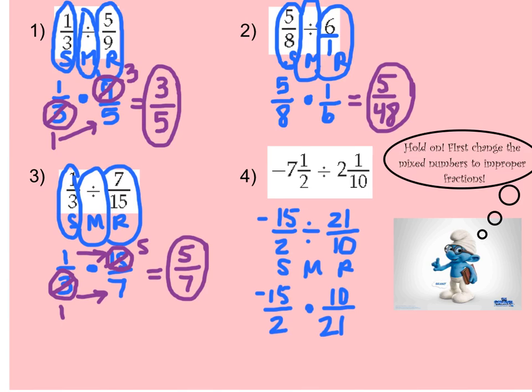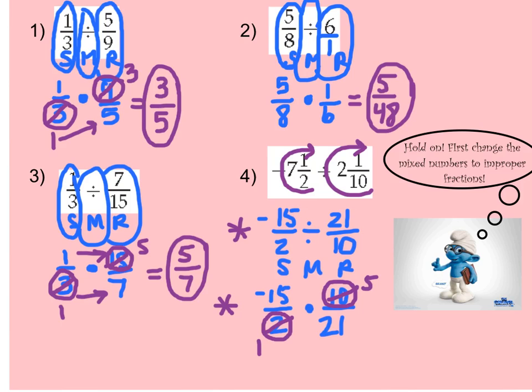All right, so jumping ahead here just a little bit, I've changed my mixed numbers to improper fractions, and that would be this step. And then after that, I used SMUR, and so here is my current problem. I'm looking to see if I can reduce anything now. I see that I have a 2 and a 10 here, so I can divide those both by 2. I also see I have a 15 and a 21. I can divide those by 3.